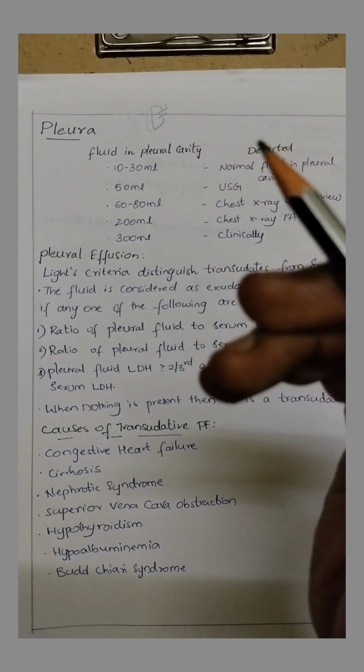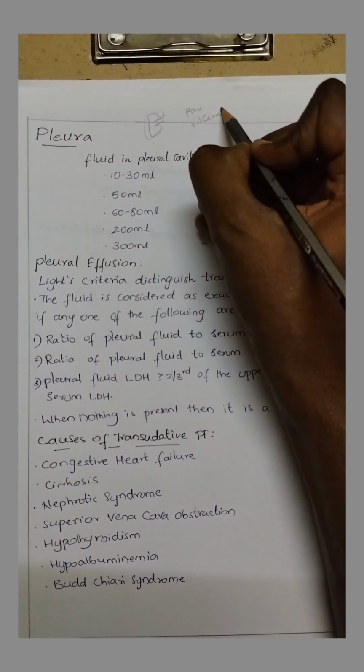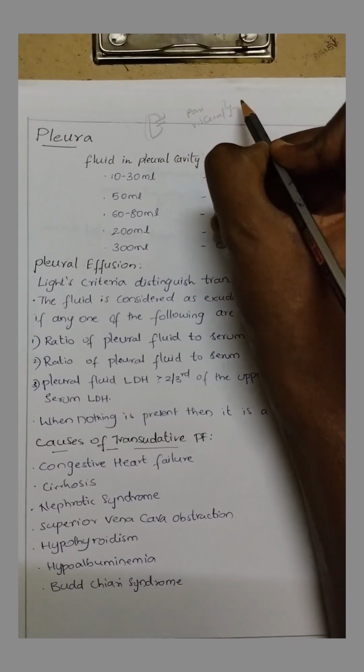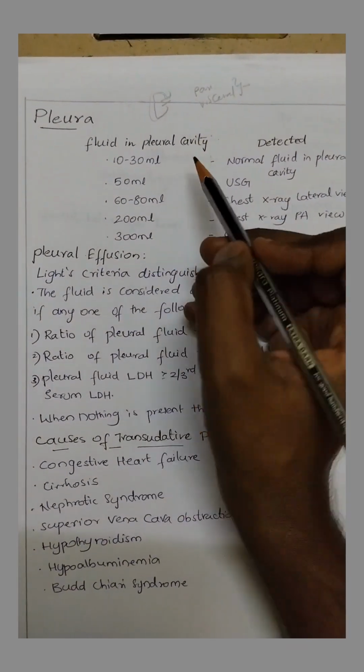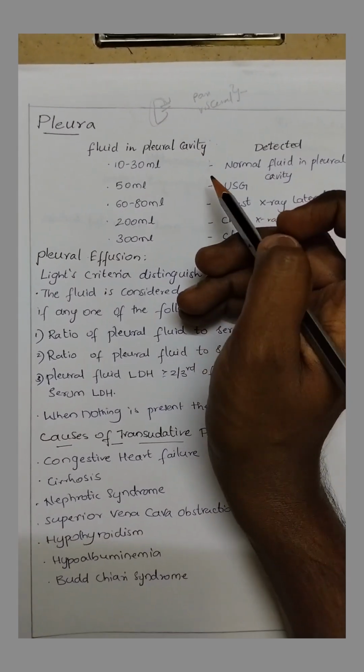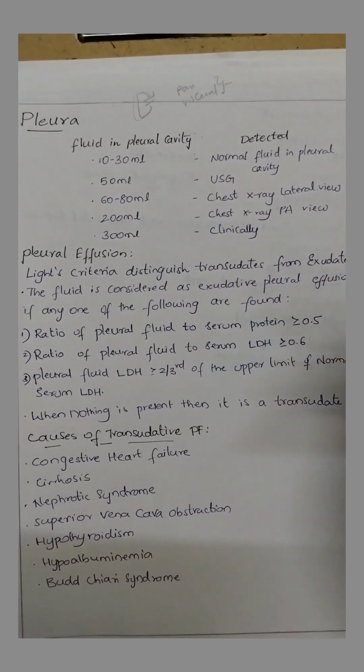There are two layers of the pleura, parietal pleura and visceral pleura. In between the parietal pleura and visceral pleura, there is a space which is called the pleural space. And in this pleural space, there is pleural fluid. Depending upon the amount of the pleural fluid, we are able to detect it via different investigations.